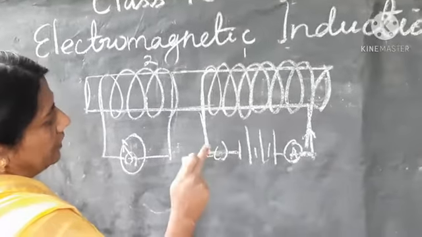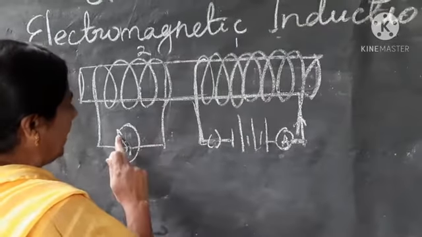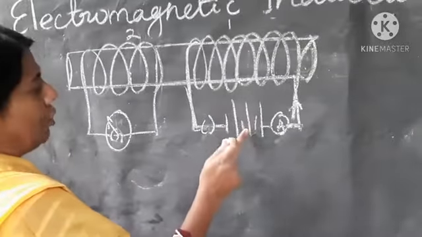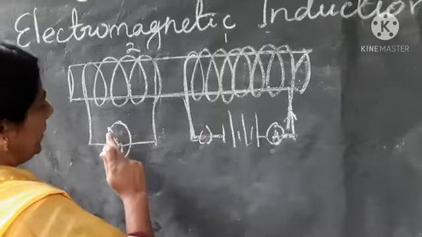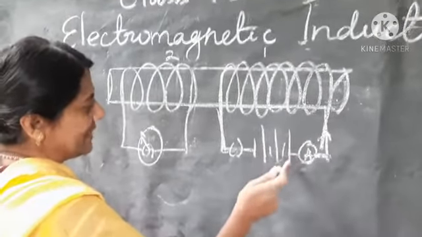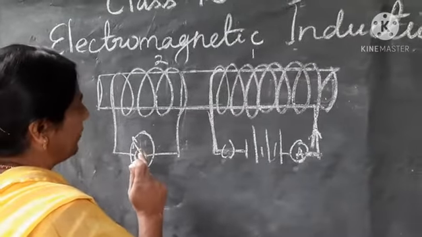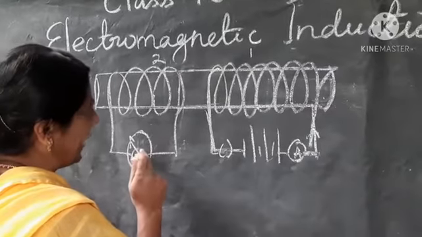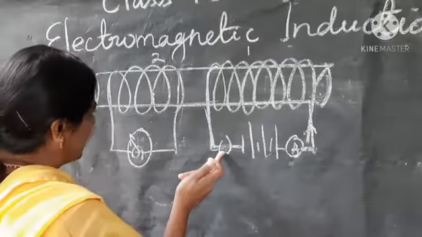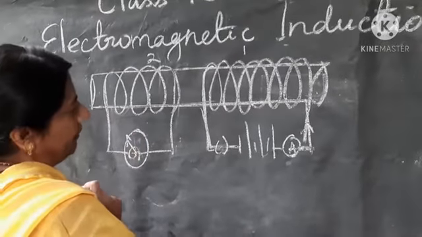Now unplug the key, that means when switched off, it will come to 0. Now change the direction of the current by reversing the battery, and here also the needle deflection will be to the opposite side of the first case. When no current flows through the circuit, there is no movement in the needle.